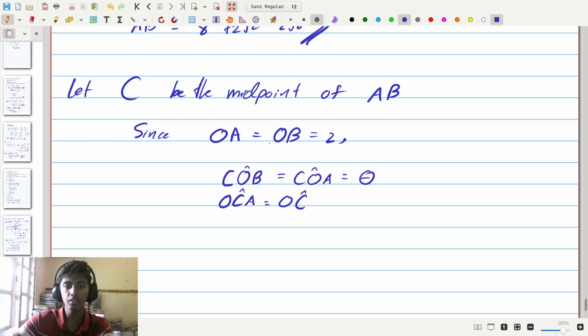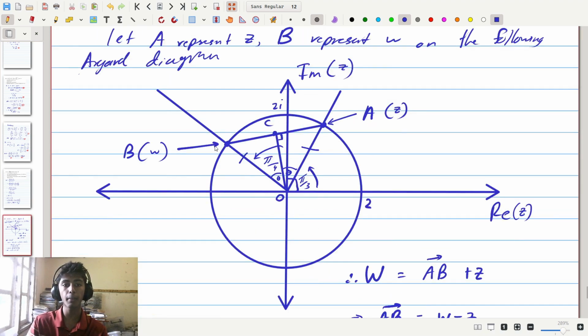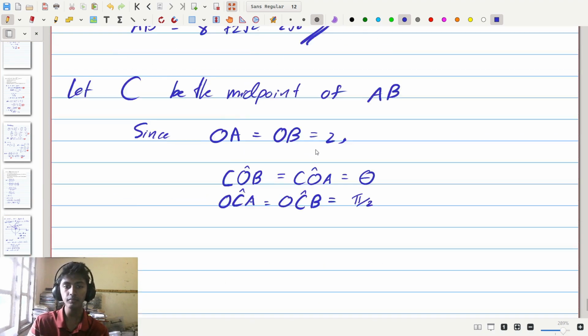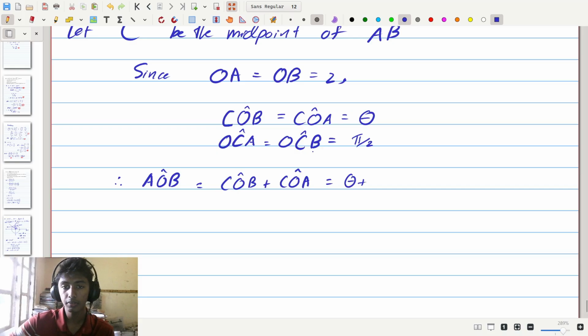We say OCB are both equal to 90 degrees or pi by 2 radians. So given this, we can now see that if we consider the total angle BOA or AOB, therefore the angle AOB is equal to the sum of the angles COB plus COA. From the diagram, of course, you can see this. This is going to be equal to theta plus theta, which is going to be equal to 2 theta.